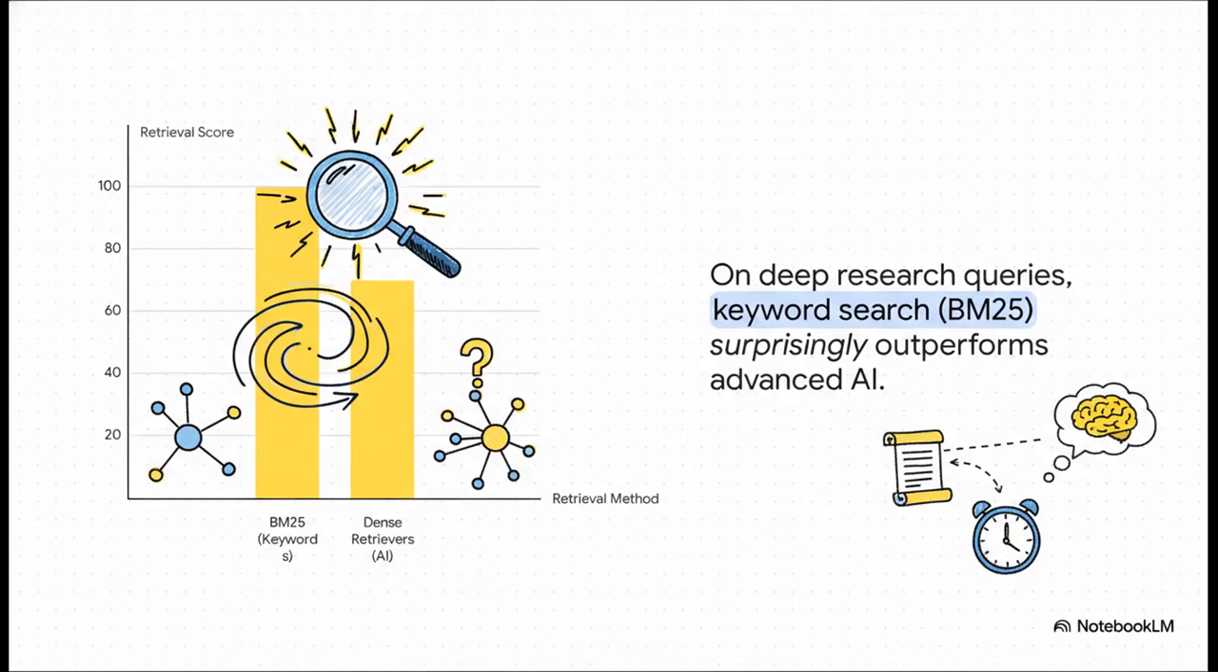And this is where things get really wild. A recent study found that for really complex research, a super old keyword search algorithm from decades ago called BM25 actually smoked the modern advanced AI retrievers. It beat them by almost 30%. How is that even possible?